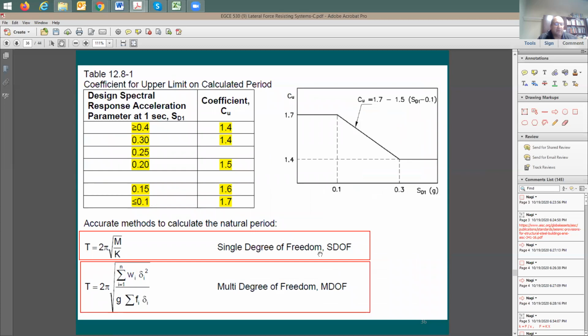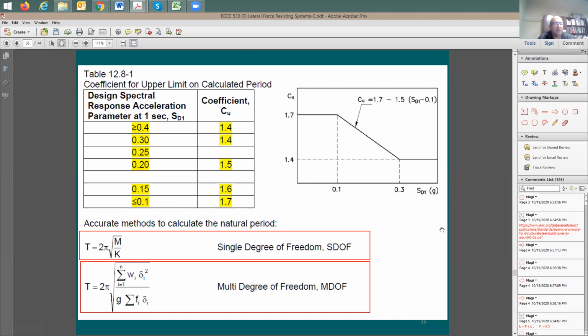Very soon after we are done with this submittal that you're going to be working on, submittal number 3, we need to work on determination of natural period using accurate methods. This is going to be the equation that you can use when you have a single degree of freedom system. But when you have a multi-degree of freedom system, you're going to be using this equation. And I'm going to be showing you an example in which we are going to be doing it exactly this way.